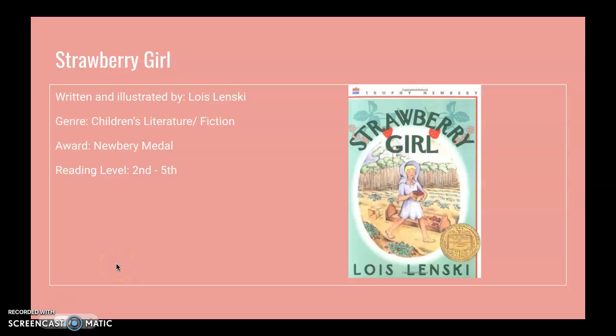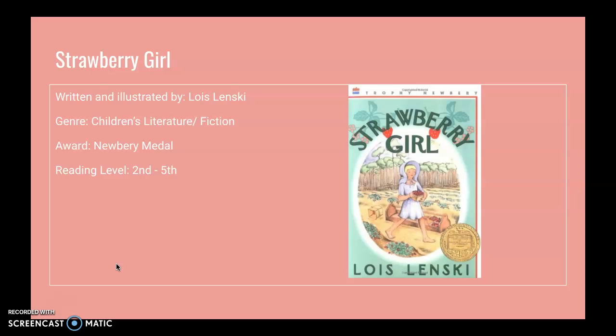The second book that I chose to read is titled Strawberry Girl. This book was written and illustrated by Lois Lenski. The genre of this book is children's literature and fiction, and it was also awarded the Newbery Medal. This book's reading level is also set at 2nd to 5th grade.